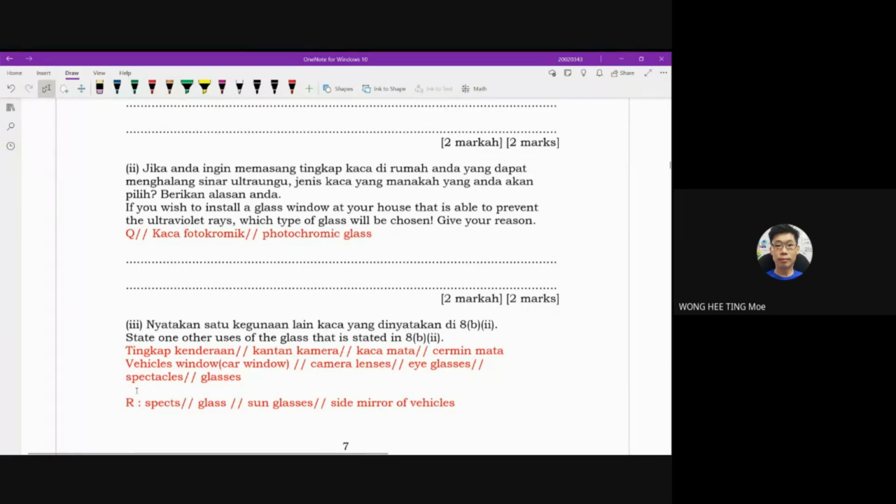Specs, so it should be spectacles. Sunglasses cannot, because sunglasses are always darkened already. Photochromic glass will change, right? Under the sunlight it turns darker, but in the room it becomes transparent again. Sunglasses won't change, they are always dark. Side mirrors of vehicles are also not a use of this photochromic glass.